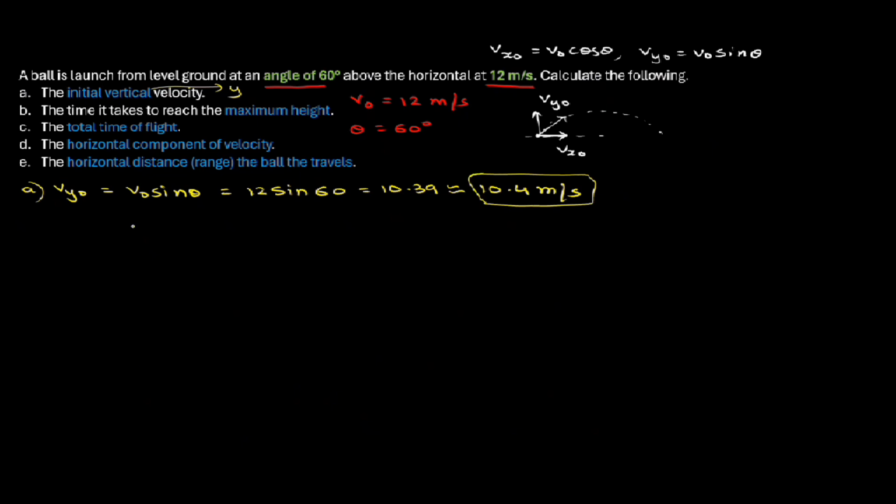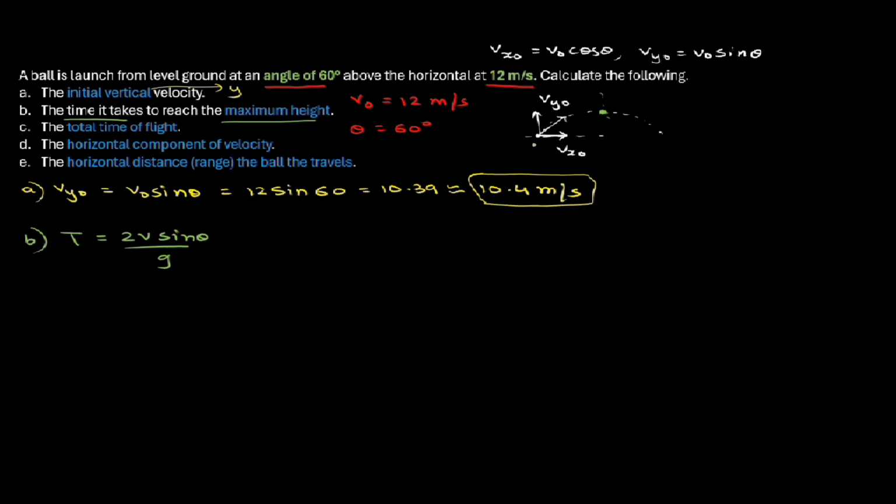Then we go to part B. In part B, they are asking us to find the time it takes to reach the maximum height. So we need to find the time it takes to reach only the maximum height, not the total time it took to reach over here. Now we know for a projectile whose initial and final y value is the same, we can find the total time of flight t by using the equation 2V sine theta over g. But this is the total time of flight, meaning the time for which the projectile is in air.